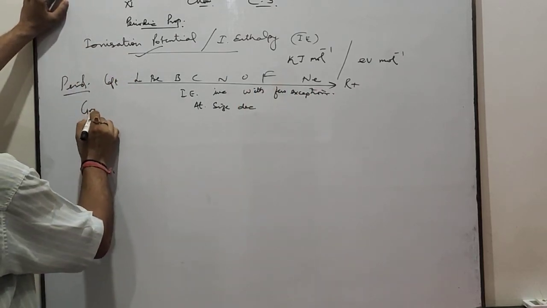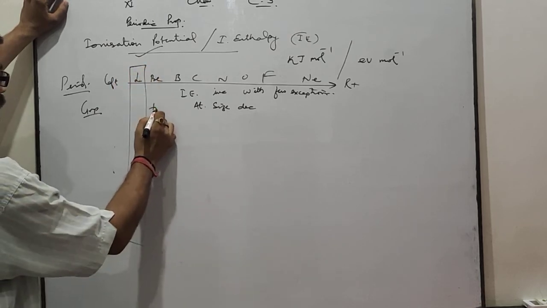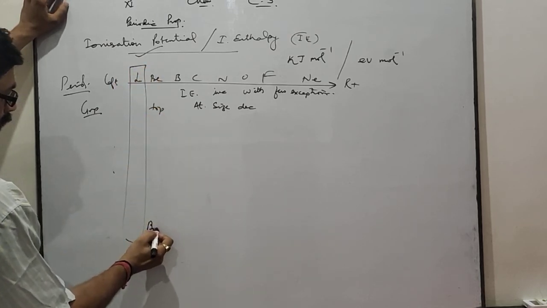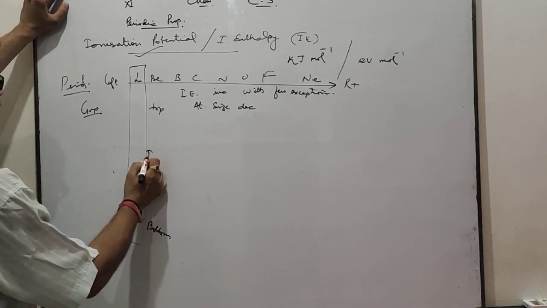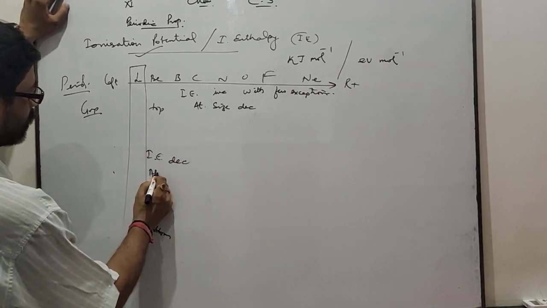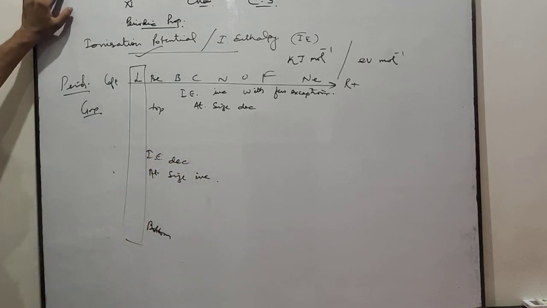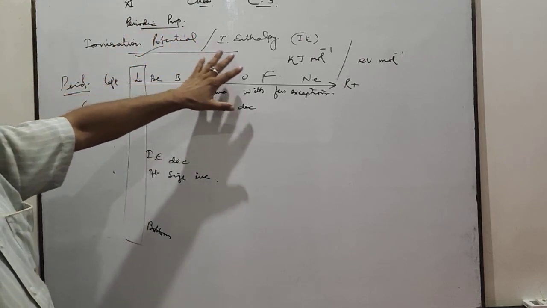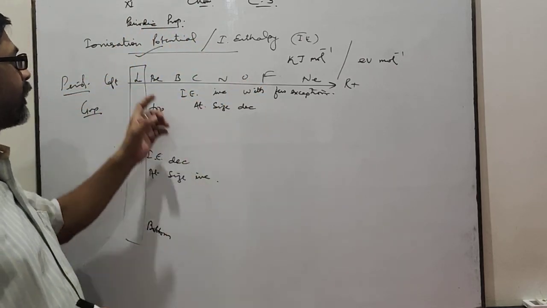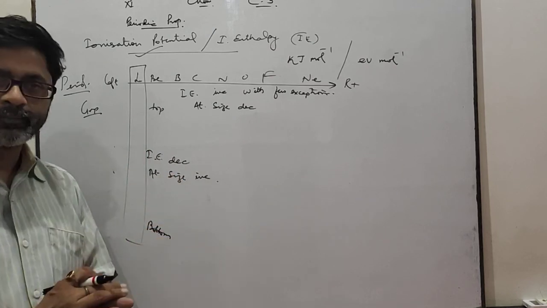Within any group, on going from top to bottom, ionization enthalpy decreases. This is because atomic size increases. This is the trend of variation of ionization enthalpy within a period and within a group.